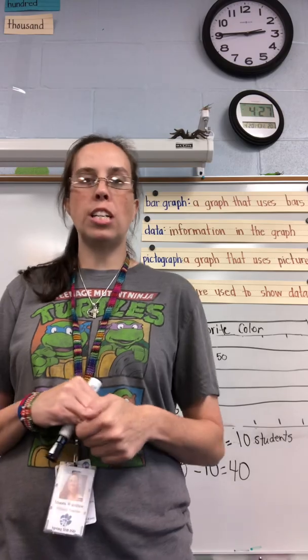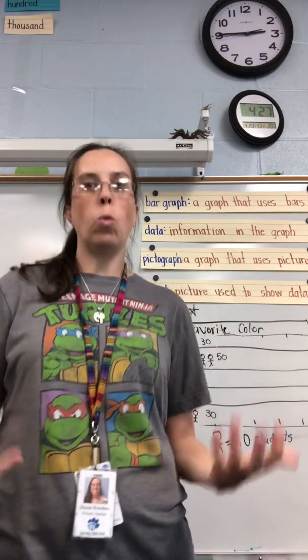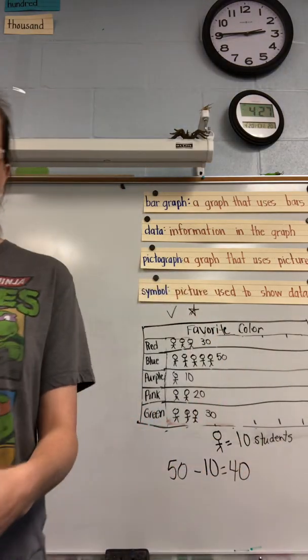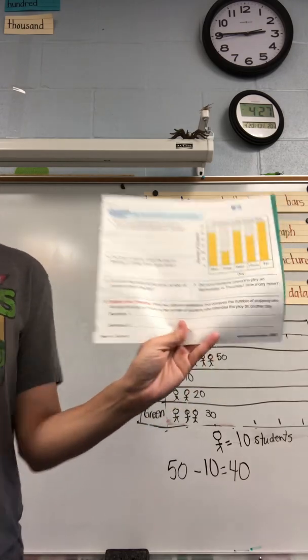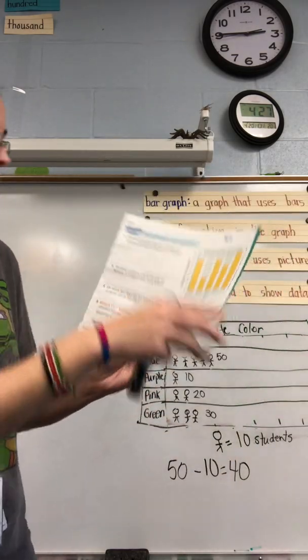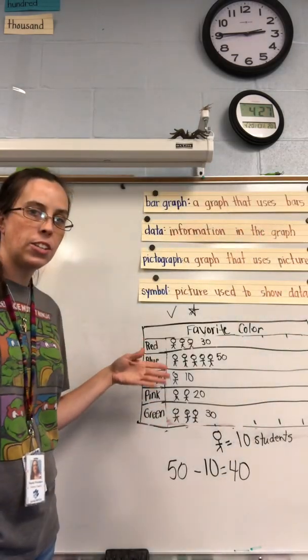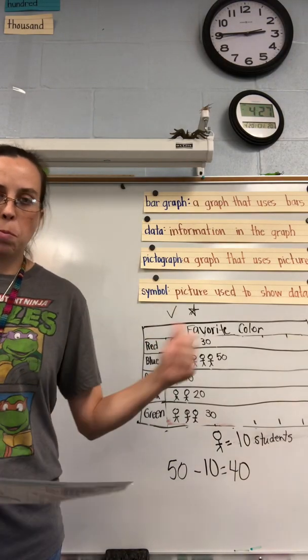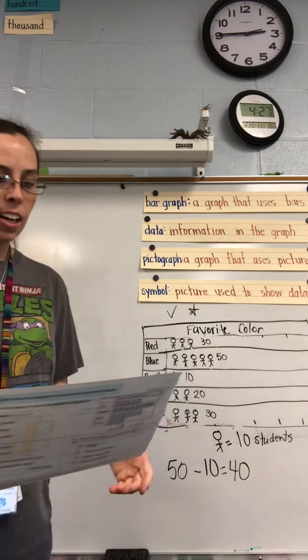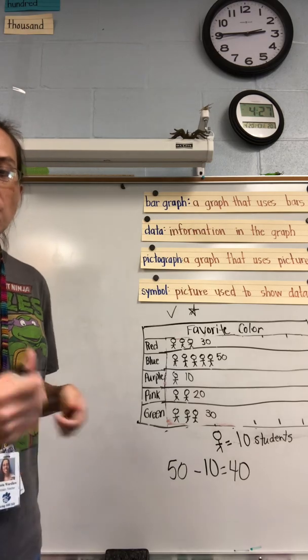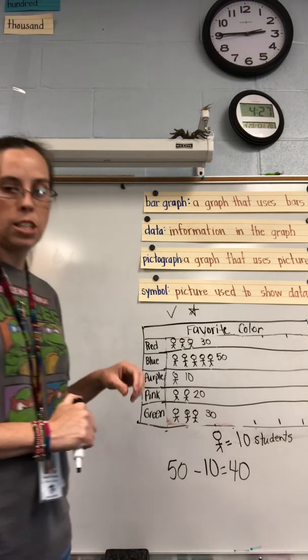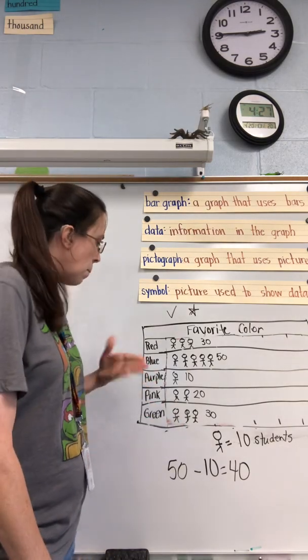Drawing conclusions just means when you read the graph, what do you see? Like what information? So on page 819, there are some questions. I'm going to use our pictograph from yesterday and ask some of the same questions, but with this information instead, okay? So it says, what do you notice about the number of students who chose pink?